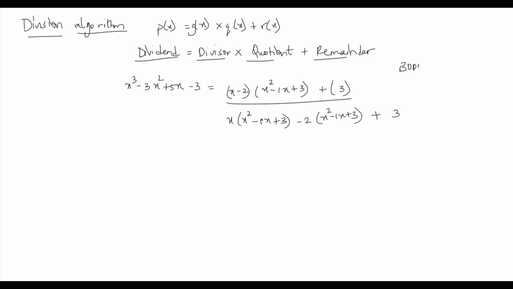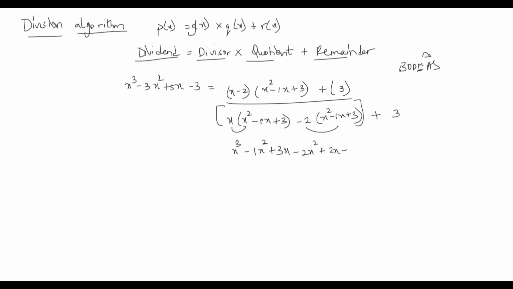I used the BODMAS rule here, always first multiply then add. So first we have to solve this. X into x square will give us x cube, x into minus 1x will give us minus 1x square, and x into 3 will give us plus 3x. Minus 2 into x square will give us minus 2x square. Minus into minus will be plus. Minus 2 into minus 1x is plus 2x.